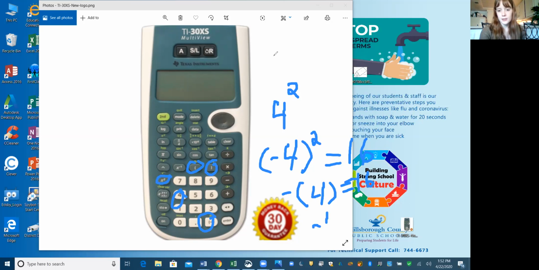Finally, you might see this, negative 4 squared with no parentheses. Don't put any parentheses if you don't see them, and if you put that correctly, you should get negative 16. So just make sure you put in everything exactly how you see it. Let me know if you have any questions about your calculator. Just send me a picture of it, and then I can answer your question.